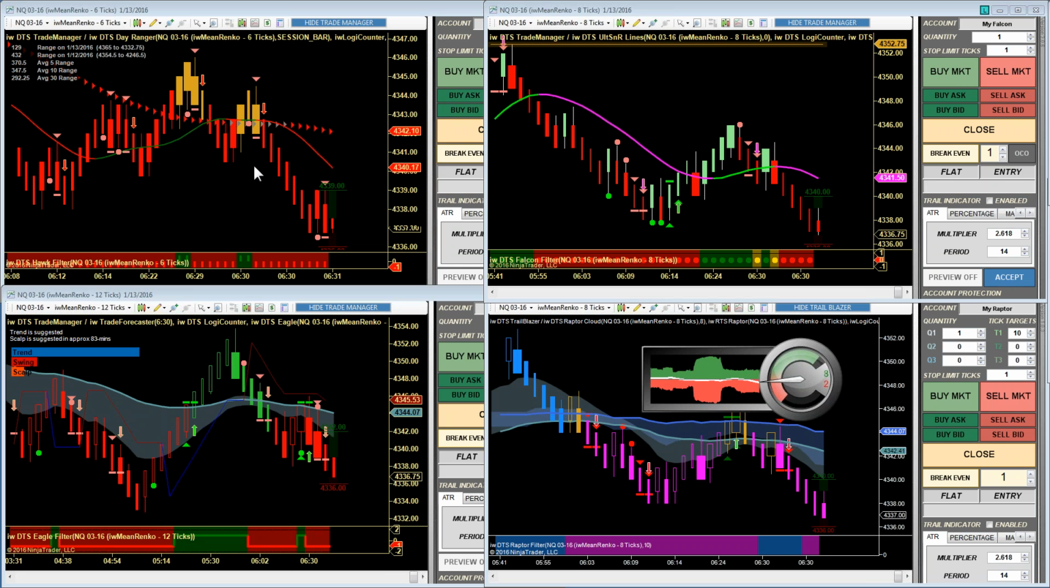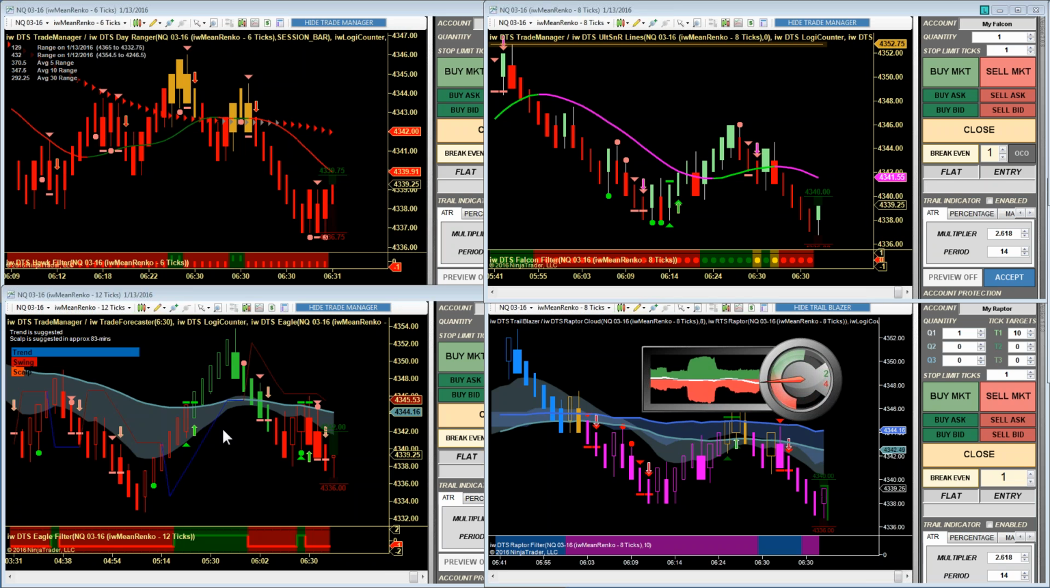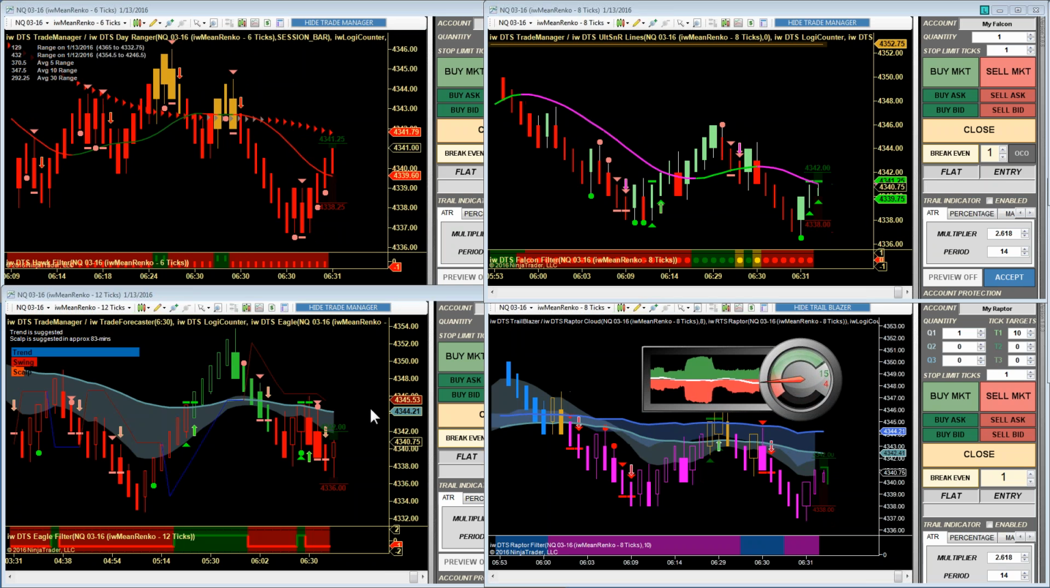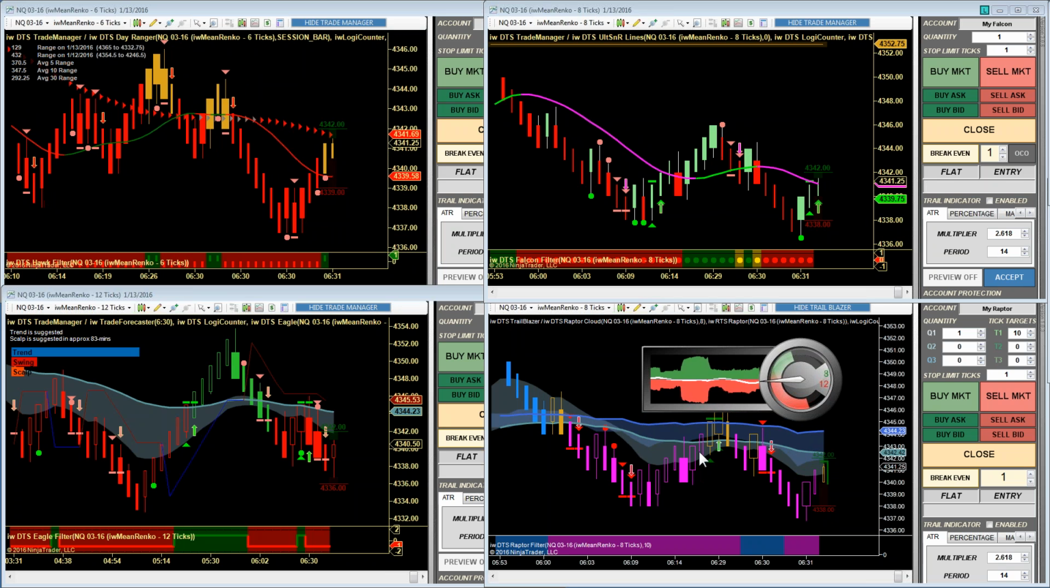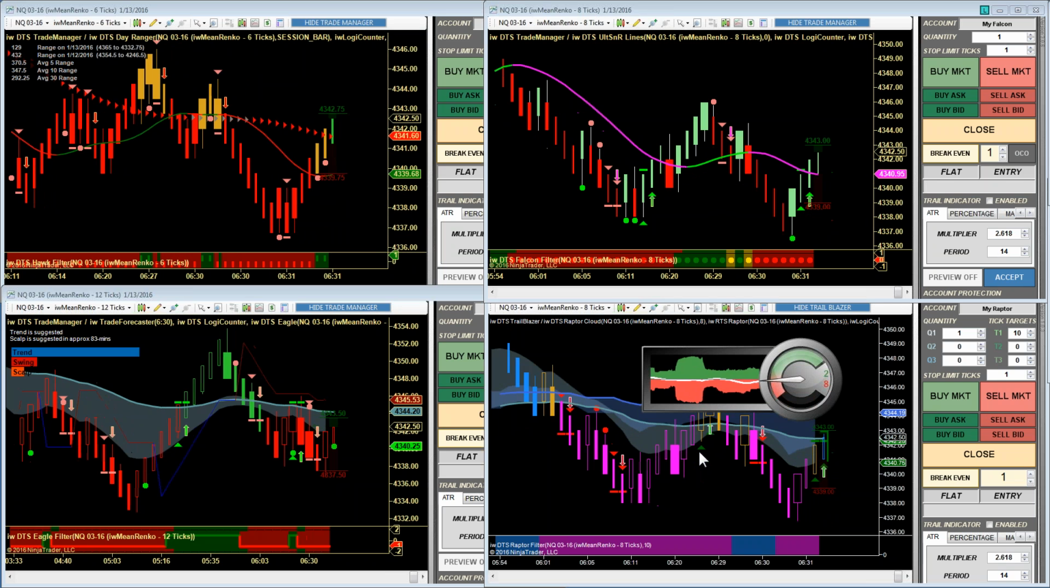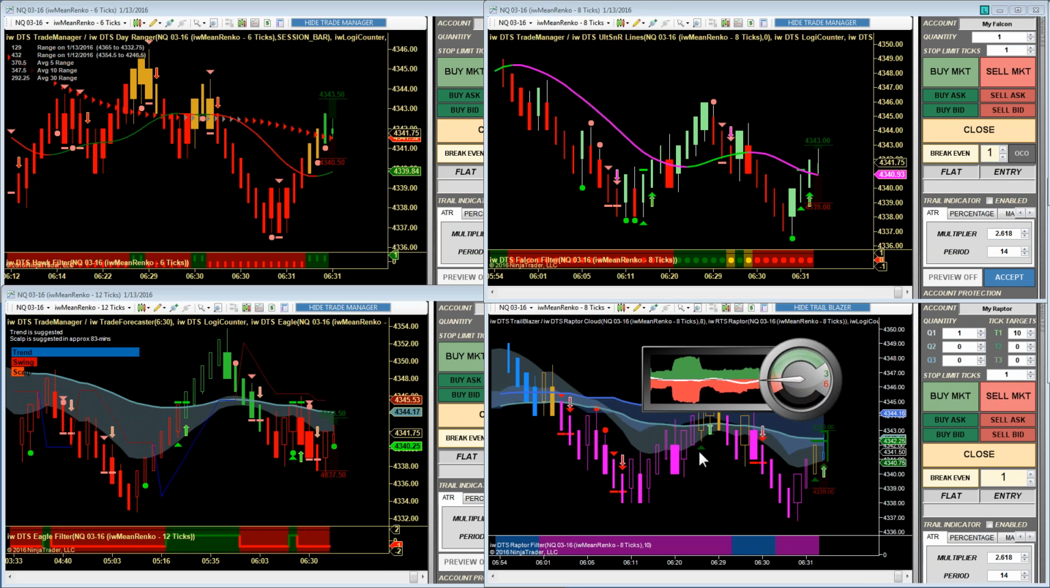Here in the top left, we have the Hawk Micro Scalper. Top right is the Falcon Swing Trader. Bottom left is the Eagle Trend Trader. And the bottom right is the latest addition to the DTS family. This is the Raptor. Now, the Raptor actually incorporates elements of all three birds into one trading tool.